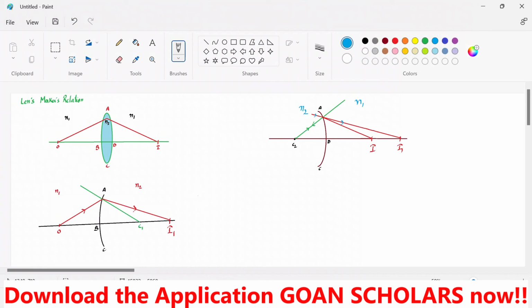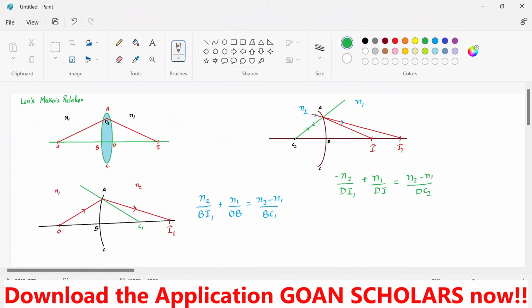Let's put the actual equation. Let me recall our previous derivation, that formula. It was N2 upon BI1 plus N1 upon object distance OB, equals N2 minus N1 upon BC1. This was our formula from the last derivation. Here you have to be very careful because N2 and N1 have changed their positions. So this will become minus N2 upon the image distance DI1, that is the object distance here, plus N1 upon DI, equals N2 minus N1 upon DC2. I hope this is clear.